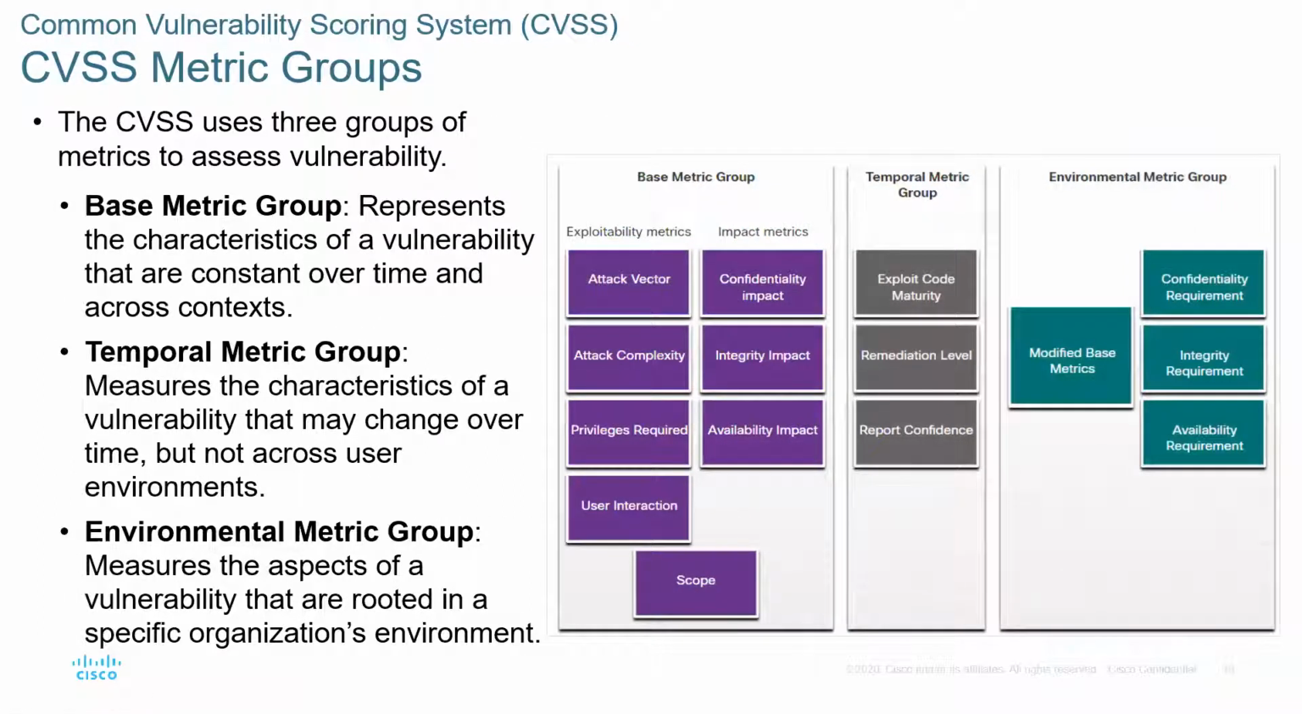And so CVSS uses three groups of metrics. You have the base metric group over here on the left-hand side. This is going to represent the characteristics of the vulnerability that are constant over time across contexts. Then you have the temporal metric group. This is going to be characteristics that change over time, but not necessarily cross over into the user environment. And then the environmental metric group is going to be aspects of the vulnerability that are rooted in a specific organization's environment.